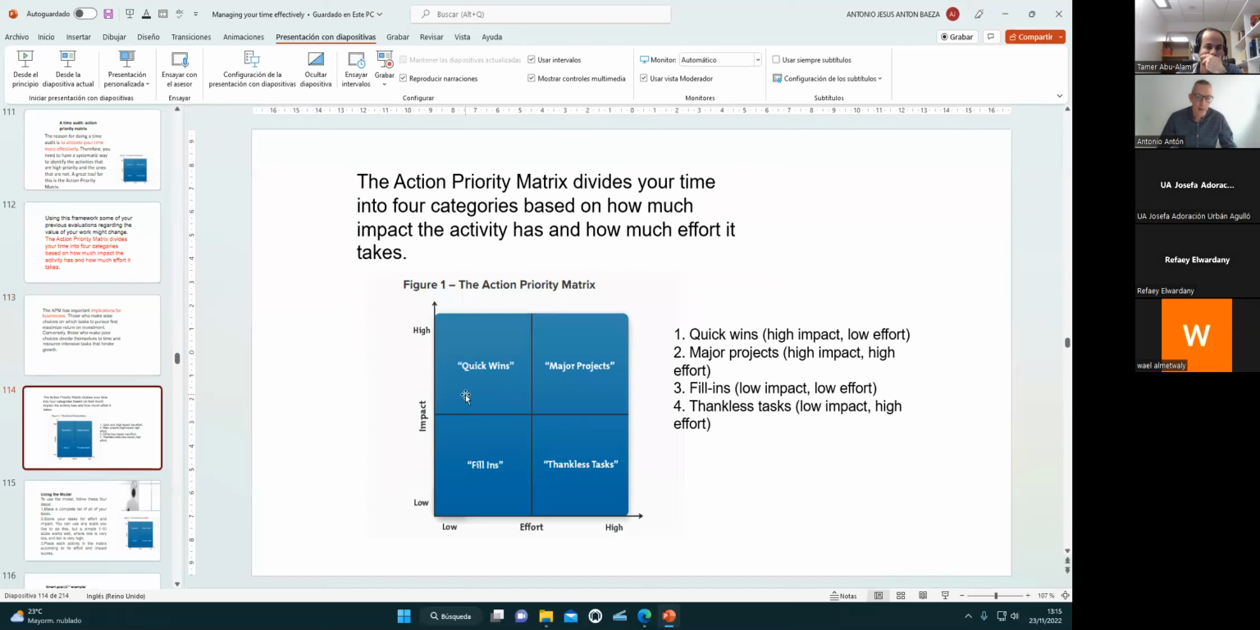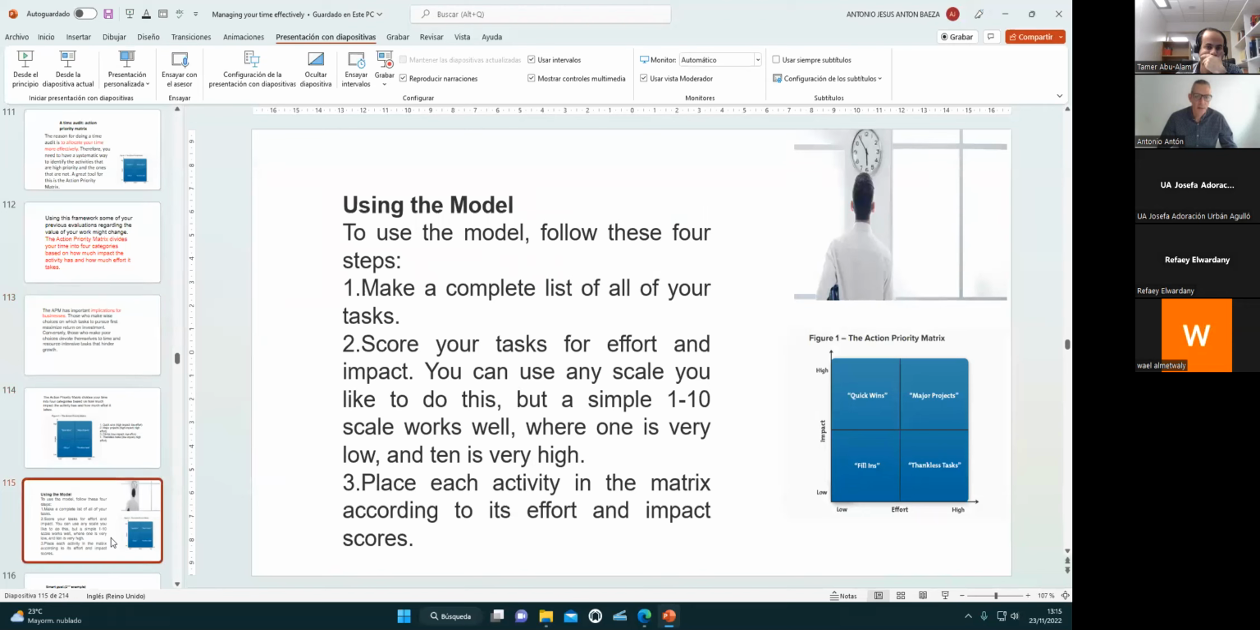So there are 4 parts: quick wins, major projects, fill-ins, and thankless tasks. So let's start by explaining the first one. What you have to do right now is to think about the complete list of your tasks. You might take these tasks from exercise 2. So it's not necessary to retake them.